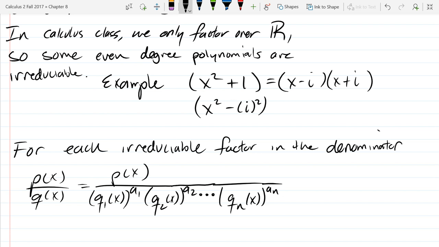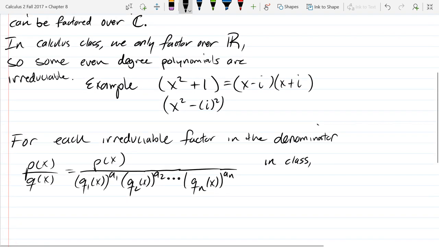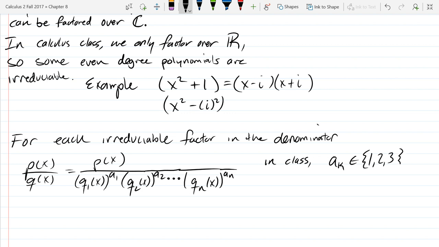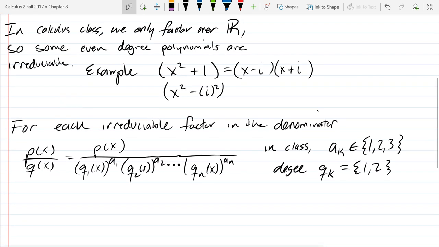For all the examples that I've ever done, the exponents are either 1 or 2. I don't think I've ever used 3 as an exponent. So in class, meaning the problems that I give you, the Ak's will come from the set 1, 2, or sometimes 3. And the degree of all the Qk's will either be 1 or 2. So I won't do a degree 4 irreducible because the algebra would be really painful. So we won't do any degree 4 irreducibles.